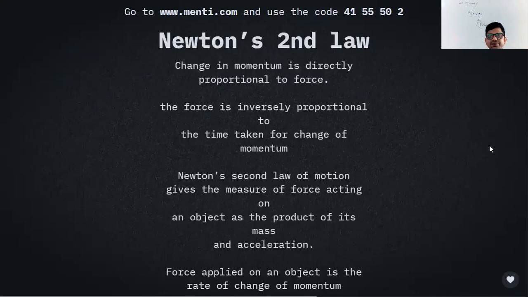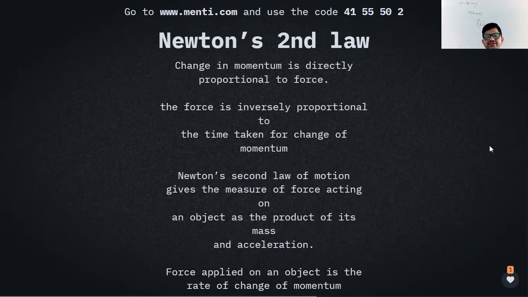Next, Newton's second law. What does Newton's second law tell? It tells that the change in momentum is directly proportional to force. Whatever the momentum is changing, that means final momentum minus initial momentum with respect to time will give the force, mass into acceleration, because the change in momentum with respect to time gives acceleration.